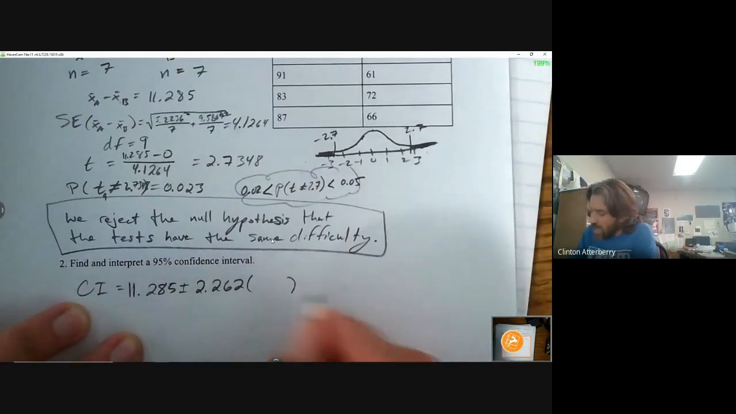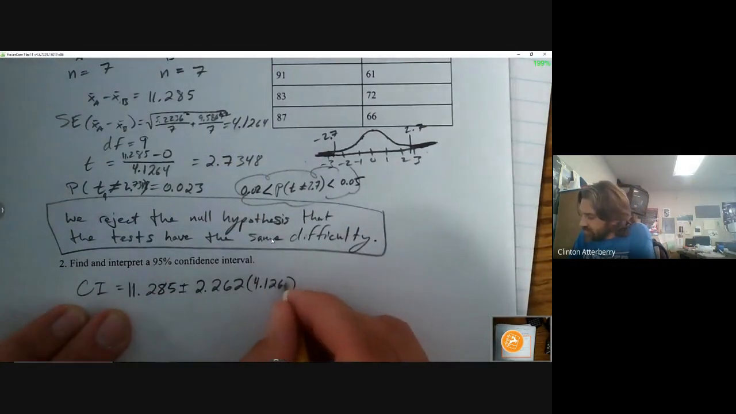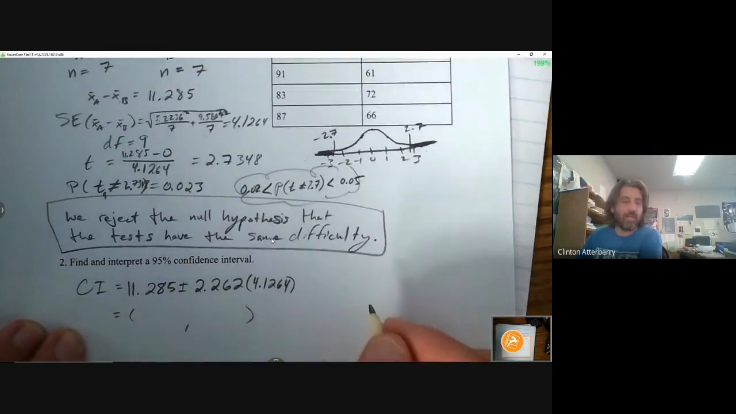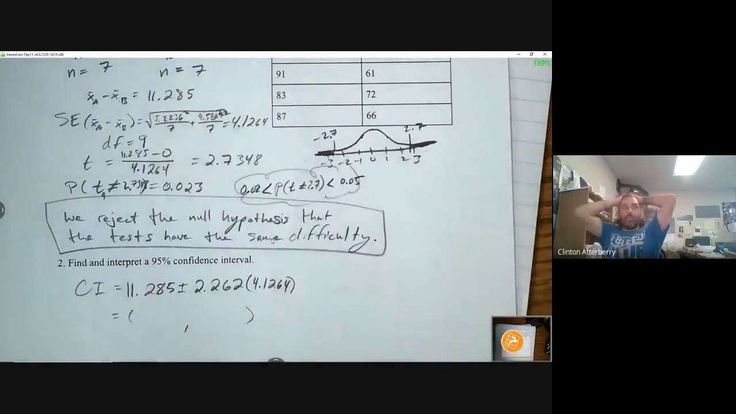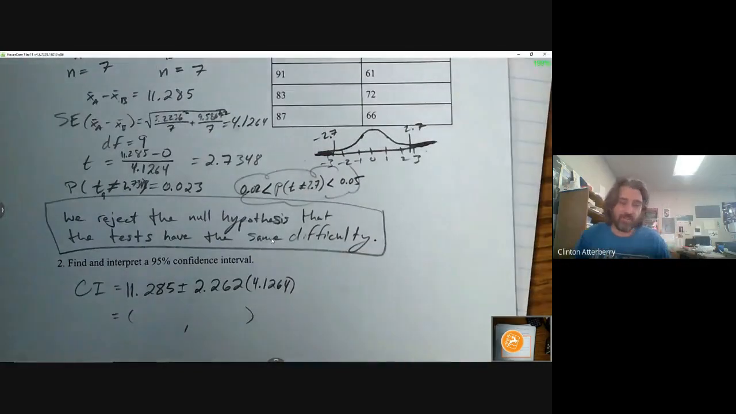And then multiply that by our standard error, which was 4.1264. What I get will be a low number and a high number, and that's basically the true average between the two tests, right? So if I did this 100 times, 1,000 times, 100,000 times, 1,000,000 times with these tests, I would expect the difference between the averages to be between these numbers. On the low end, this number, on the high end, that number. We're 95% confident of it.